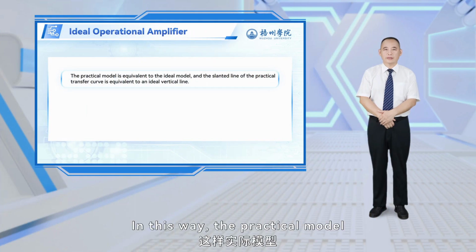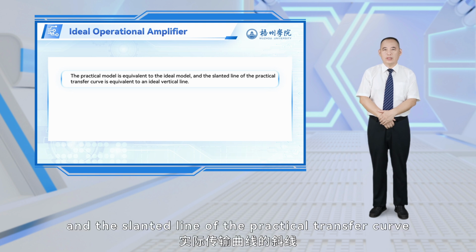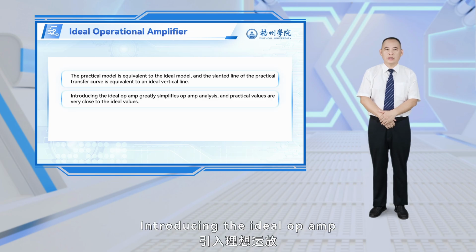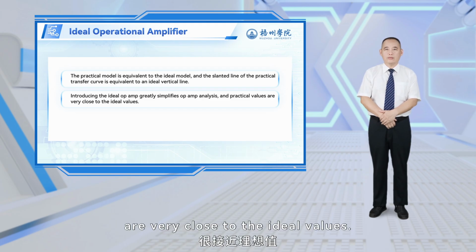In this way, the practical model is equivalent to the ideal model, and the slanted line of the practical transfer curve is equivalent to an ideal vertical line. Introducing the ideal op-amp greatly simplifies op-amp analysis, and practical values are very close to the ideal values.